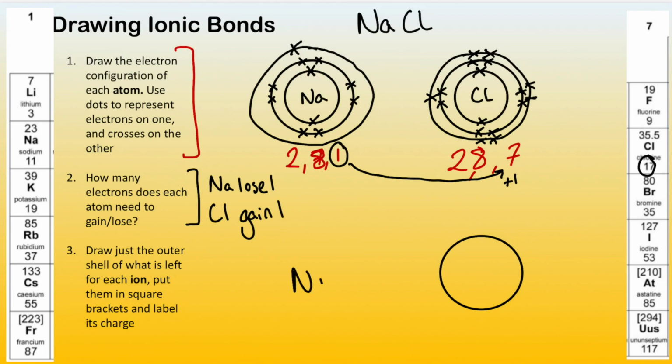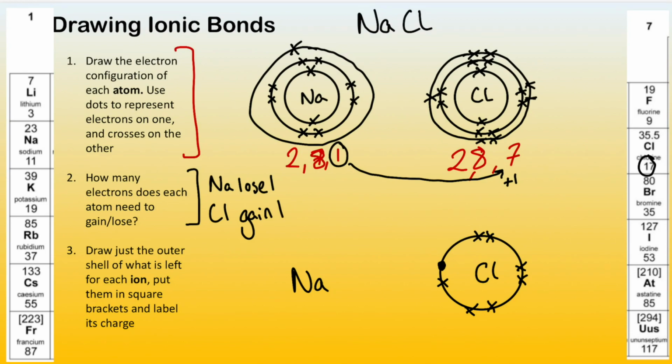So sodium here has lost its outer shell, so actually we don't need to draw anything around sodium now. The next shell that's revealed is a full shell. Chlorine has, however, gained an electron, so we draw its original 7 electrons, and then we draw the extra electron it's gained as a dot.